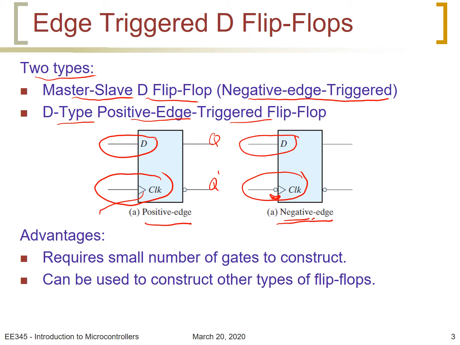The advantages of the D-type flip-flop, actually two advantages. One, it requires a small number of gates to construct. Relatively speaking, this needed 6 gates and this 8 gates. That is the smallest number of gates that we can make a flip-flop from. And more important, it can be used to construct other types of flip-flops, as we will see next.